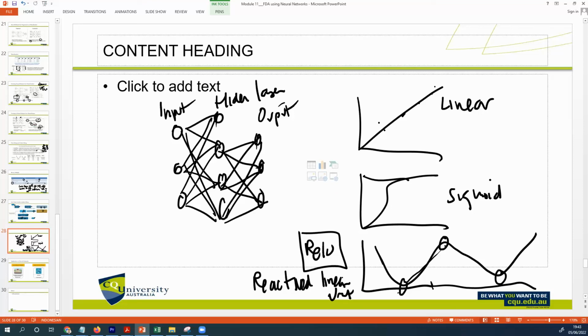Got it? Yes, Pak. Okay, thank you. So ReLU is the bending master, not the Tai Chi master, the bending master. That is what ReLU is. Okay? Any other question?